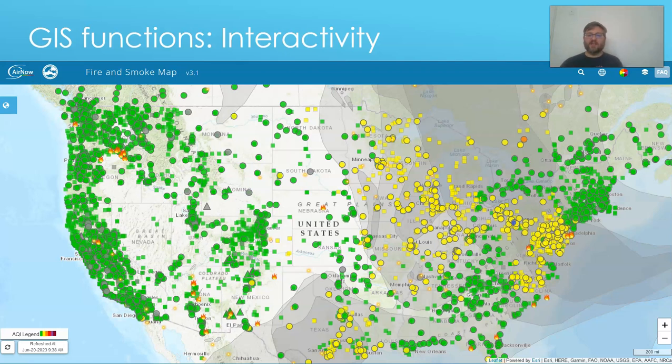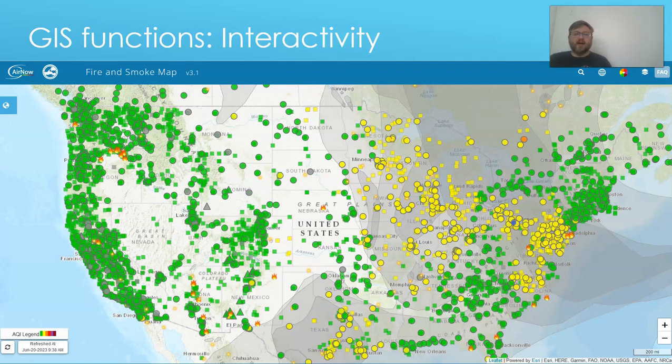So let's look at some of the functions that we can use GIS for. And over the course of this class, we'll be looking at various GIS systems that allow us to use these different kinds of functions. You'll need to use these functions to answer questions in your lab assignments. So the simplest function that we have is interactivity.